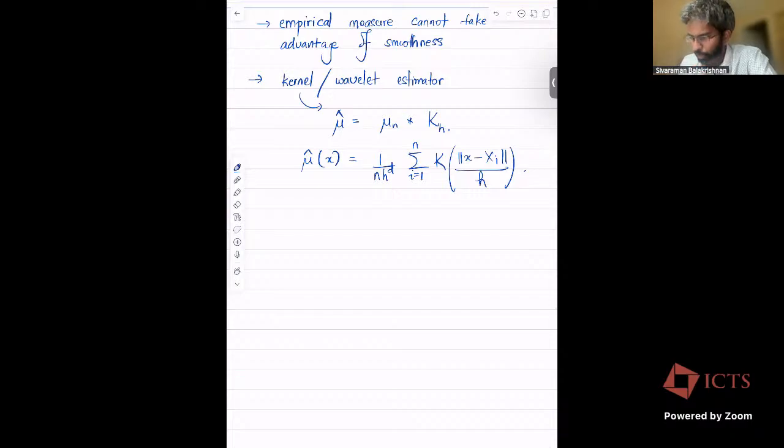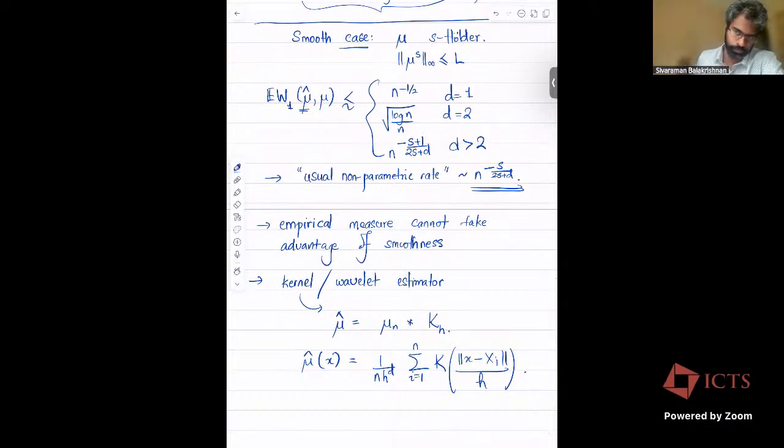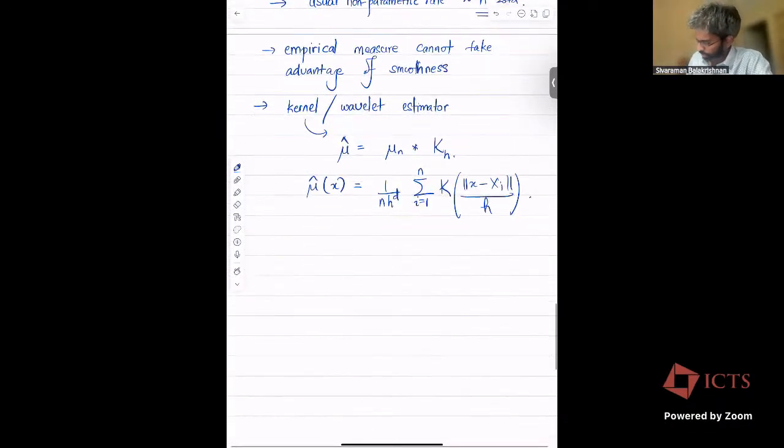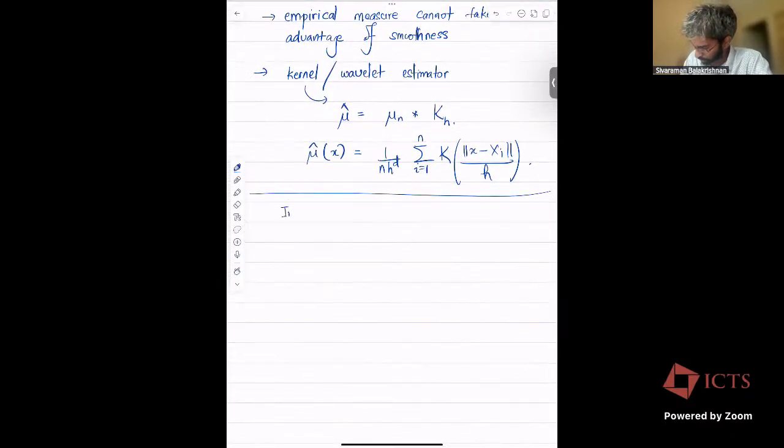Okay, let me pause again here for a second and see if there are questions about the smooth case. Okay, so then let me keep going. Let me just briefly say that all of these results have implications for transport map estimation. So I'll just mention this, but they are the obvious ones.